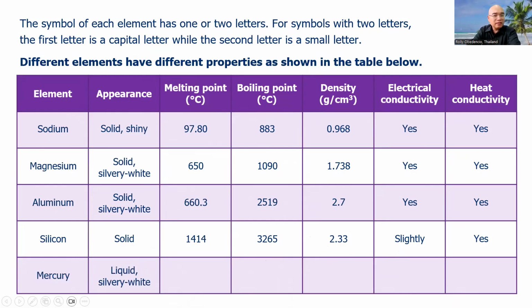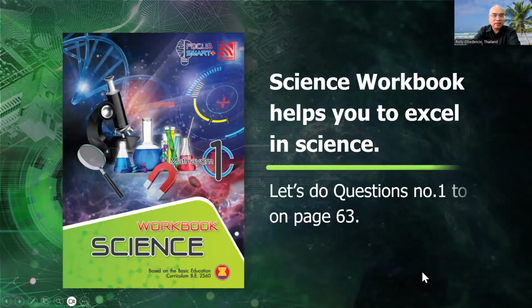Mercury, it is liquid, silvery white in its color, and it melts at negative 38.89 degrees Celsius. It boils at 356.73 degrees Celsius. It's 13.53 grams per cubic centimeter dense, and it is an electrical conductor and a heat conductor.